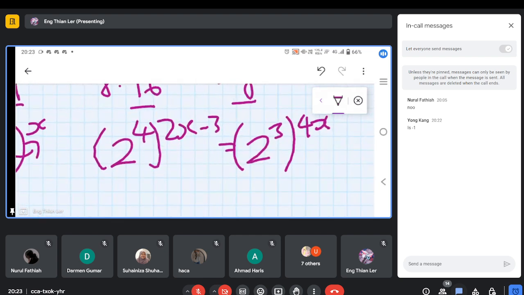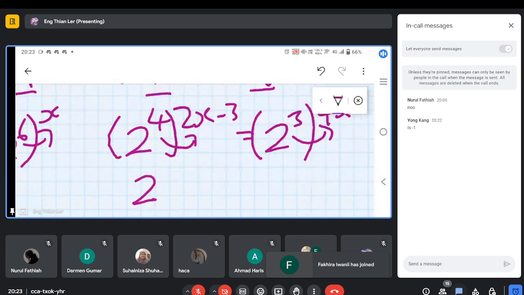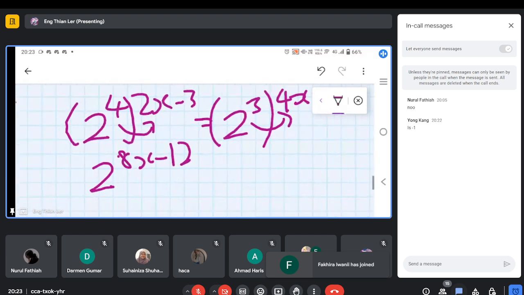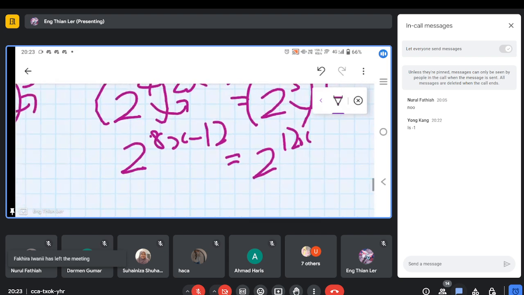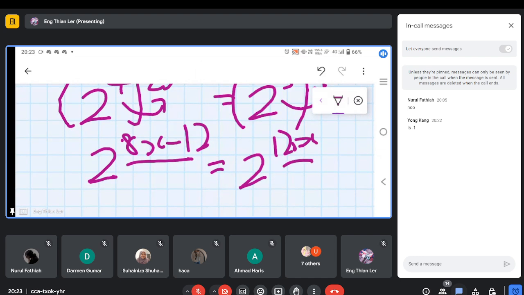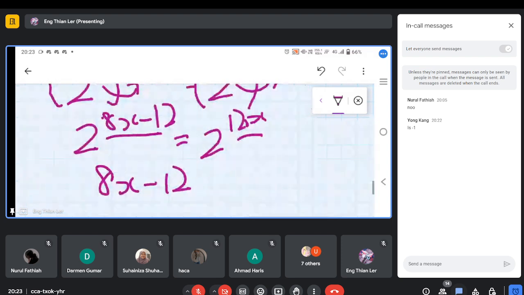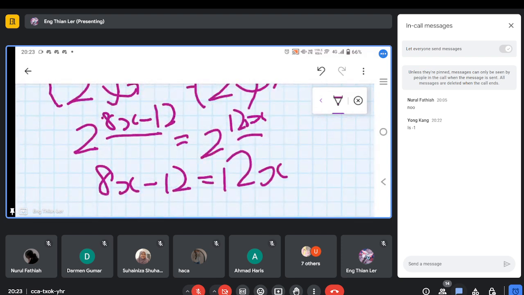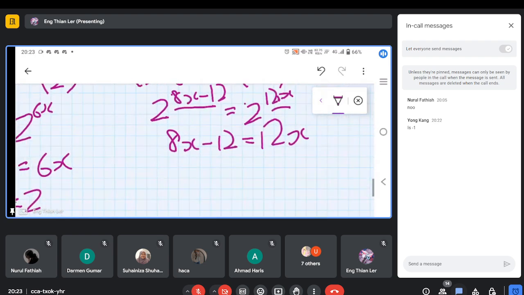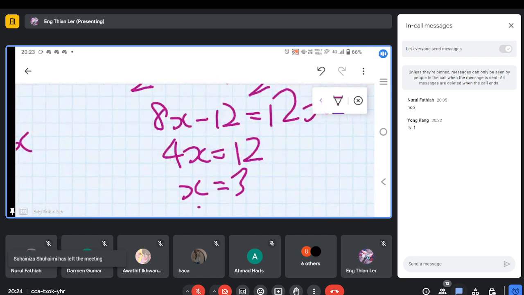Based on the law of indices, this multiplied by this, and this multiplied by this. So nearly everything is the same. 4 times 2 is 8, 4 times 3 is 12, equal to 2 to the power of 12x. Okay, so now let's equate the upper part. This equal to this, so 8x minus 12 equal to 12x. So 4x equal to 12, x equal to 3 again.